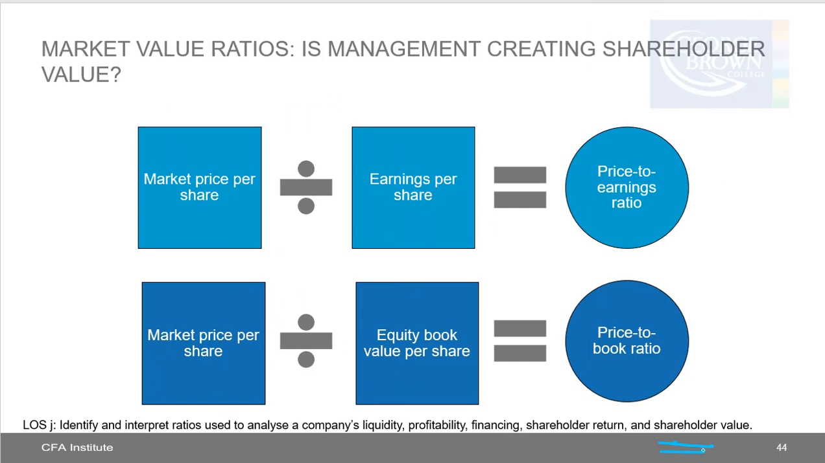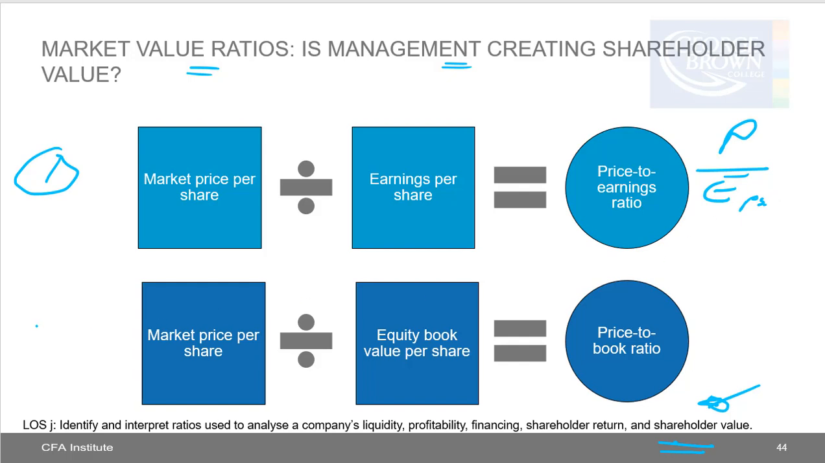So now we're moving on to some ratios concerning shareholder value. Market value ratios tell us whether management is creating shareholder value. So there's two ratios that we're looking at here. The first one is market price per share divided by earnings per share. That gives us a price to earnings ratio, that's a P to E ratio. Price per share divided by earnings per share.